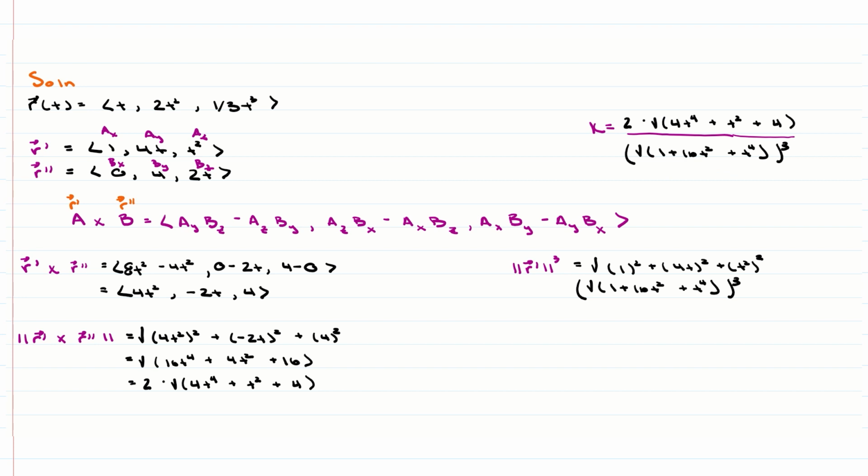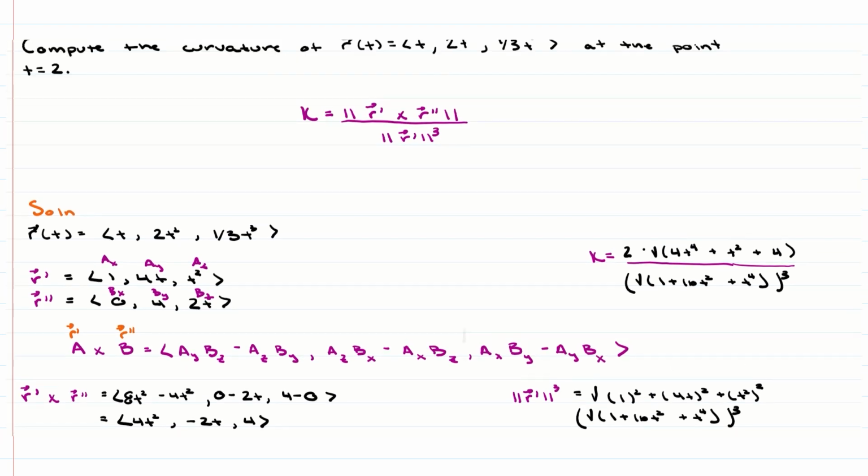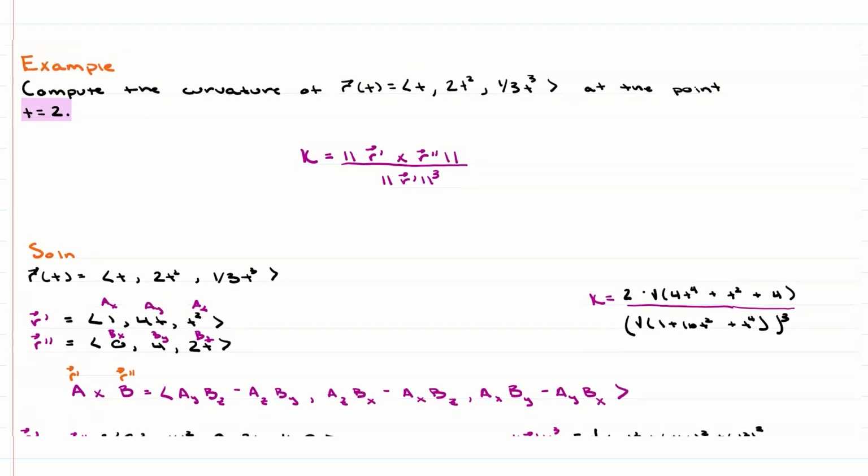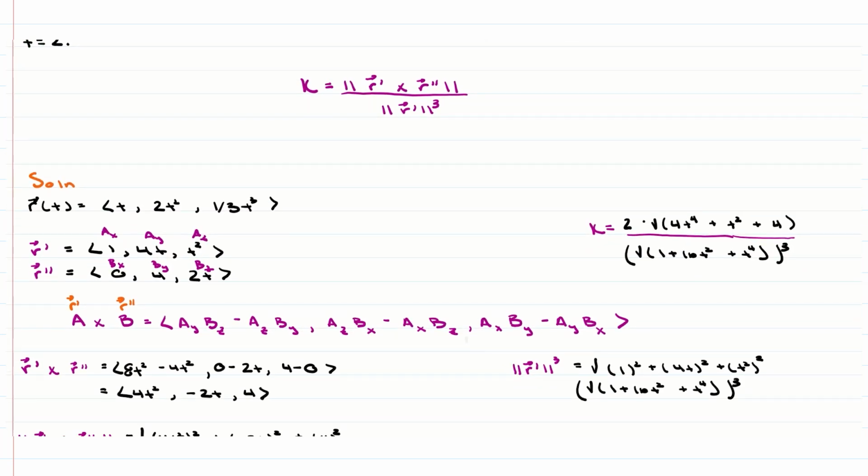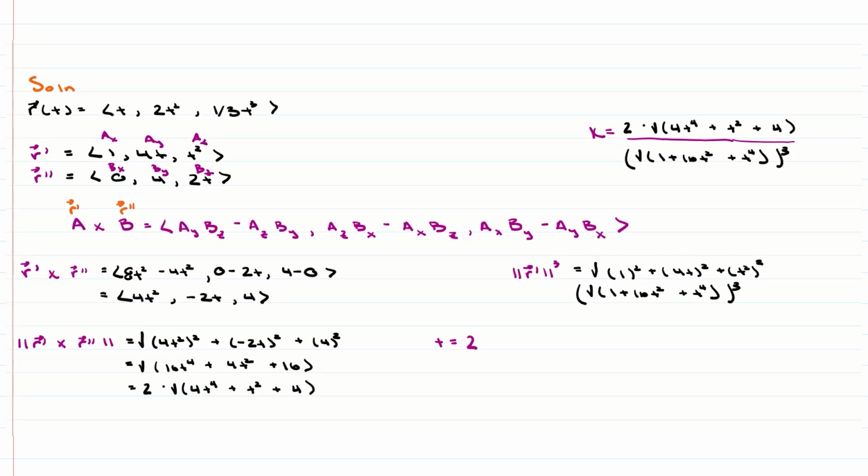So we've been able to calculate curvature, but remember in the example that we were given, we were asked to find the curvature at t = 2. So we need to plug in 2 for t. And when we do, we end up with 4 square root of 2 over 243. And there you have it.